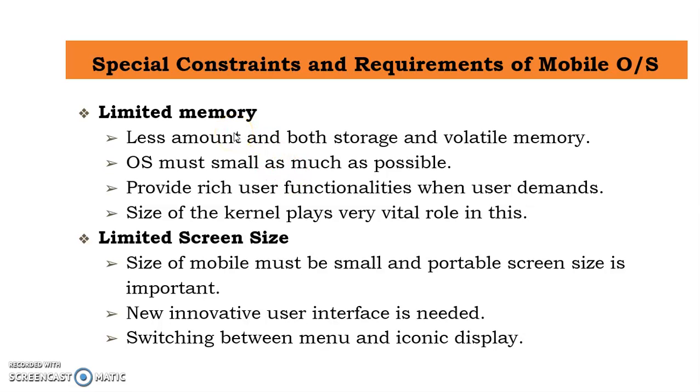When compared to a desktop or laptop, a mobile device uses much less permanent and volatile storage. That is a must. And also, the OS must be as small as possible. Here, what they explain is that the operating system must be small and provide rich user functionality when the user demands. Next thing, the size of the kernel plays a vital role in this. These are all constraints of limited memory.